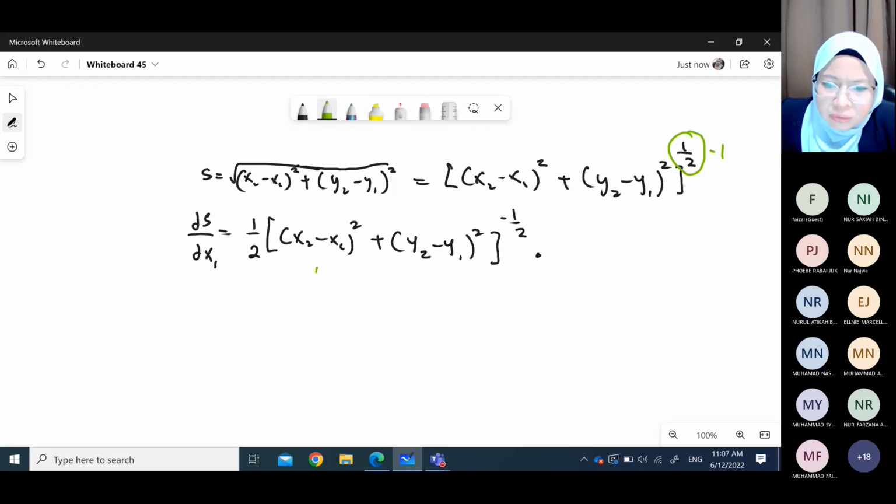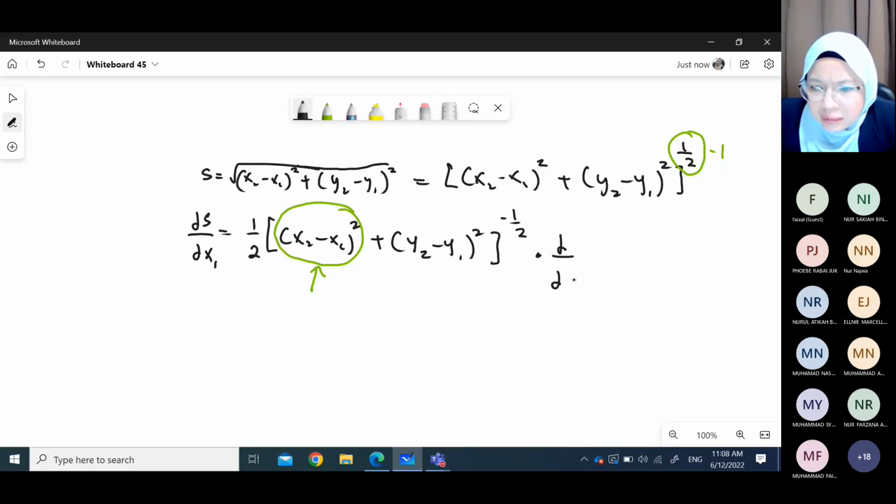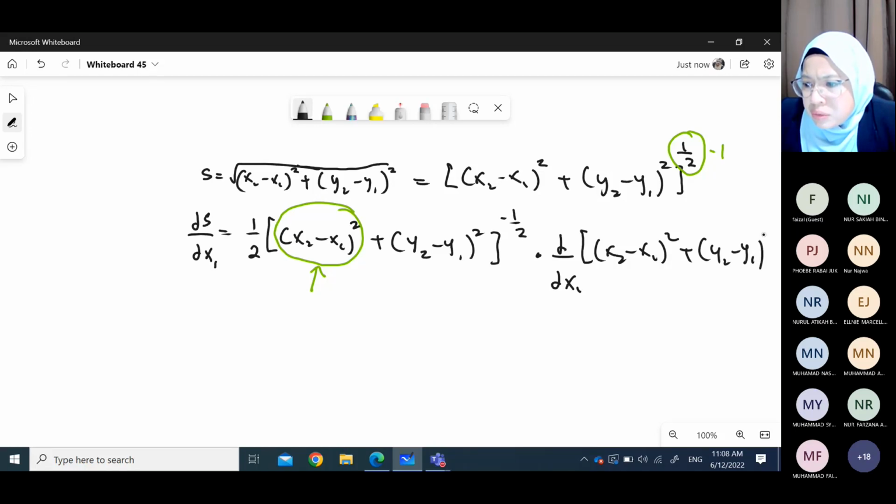Derivative with respect to x1 of x2 minus x1. So yang ini you differentiate dapat kosong. Okay, so don't worry about this one. So instead you need to differentiate with respect to x1 of (x2 minus x1) squared plus (y2 minus y1) squared. So differentiate yang ini. And here we have kat sini ada kuasa 2 kan? Okay, I tulis kat sini lah, differentiate del x1 for (x2 minus x1) squared plus (y2 minus y1) squared.